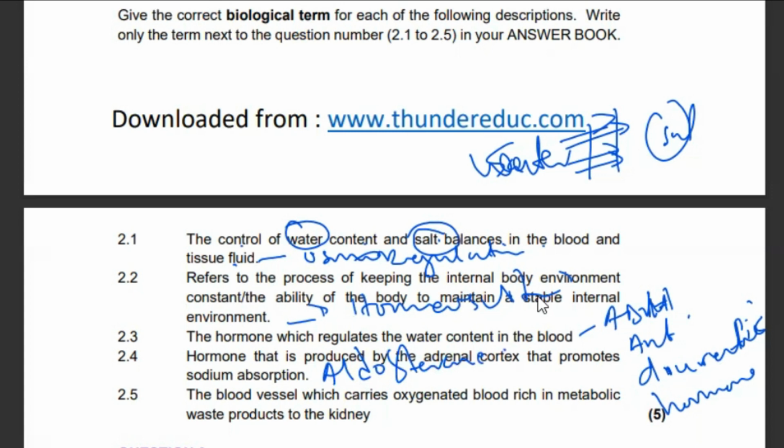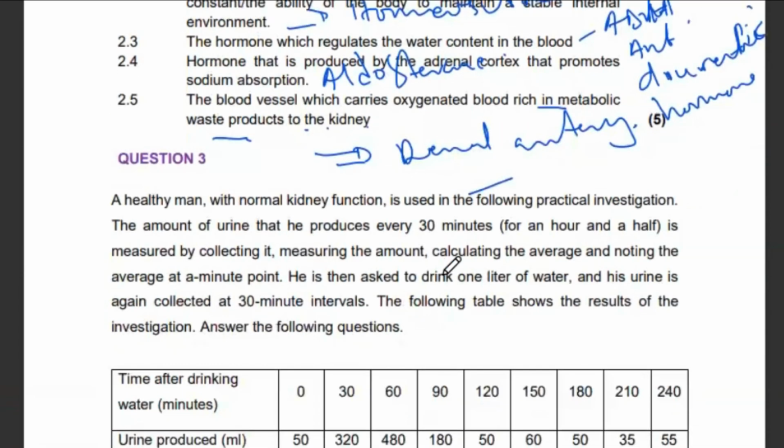So they are saying the blood vessel which carries oxygenated blood rich in metabolic wastes to the kidney. The moment you say to the kidney, it's going to become an artery. And the kidney is renal, so it's going to become the renal artery. Yes, that's how the blood vessel is named, which is responsible for that.